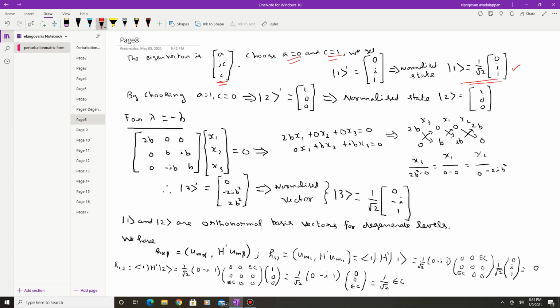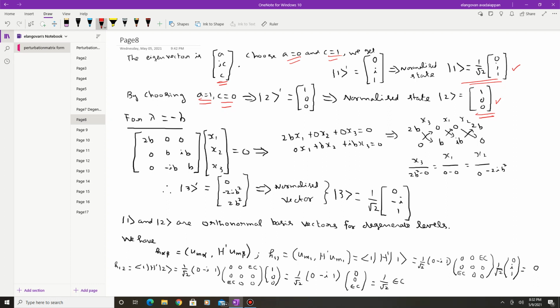And you can choose the other way also, because these are arbitrary values. Choose a is equal to 1, c is equal to 0, and you get ket 2 prime is equal to (1, 0, 0). After normalization, we get the normalized state. So from the previous equation, you can choose the constants a and c. By choosing these, you can get the two states. So these are two states corresponding to the same energy but different states.